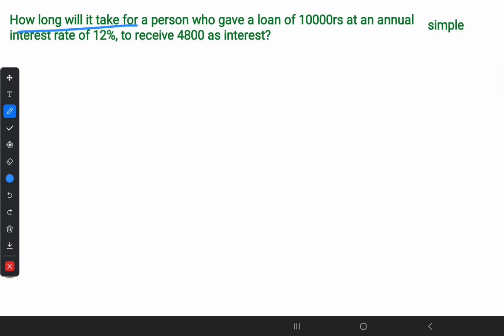How long will it take? So how many years will it take to receive 4,800 rupees as interest only? Okay, interest only. Before that, you need to find the simple interest for 1 year. So how to find that? 12 percentage of 10,000.